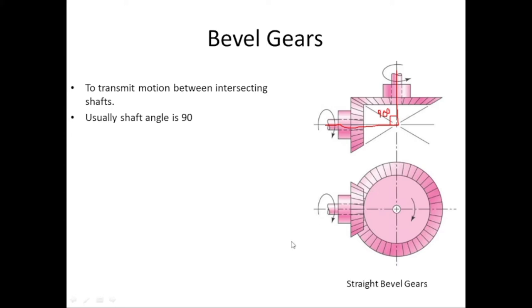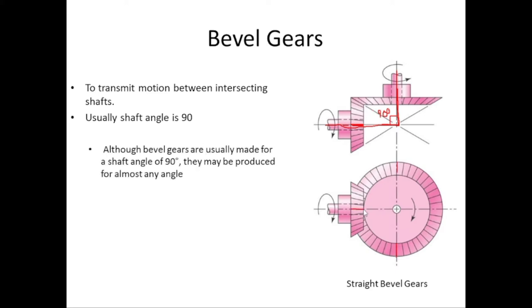Here the diagram is of a straight bevel gear, which is a subtype of bevel gear, where the intersecting angle is not necessarily 90 degrees, but the teeth are parallel to the shaft axis. So there can be any angle at the intersecting point of the two shaft axes.